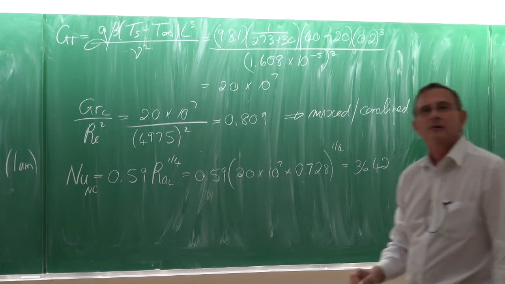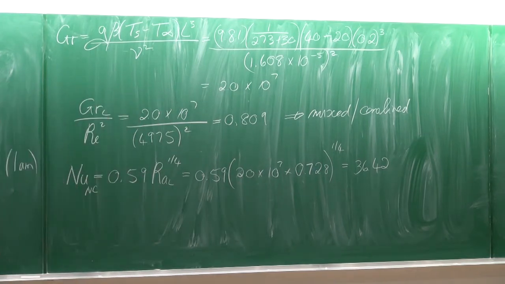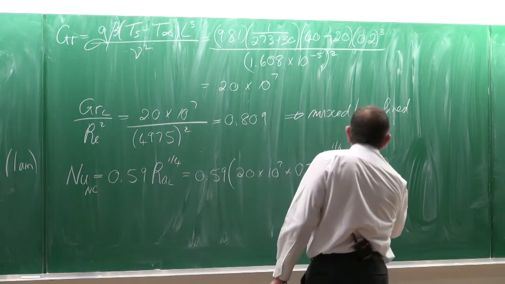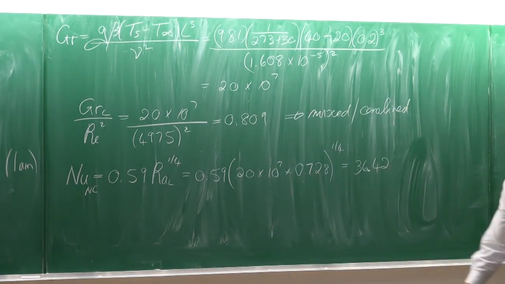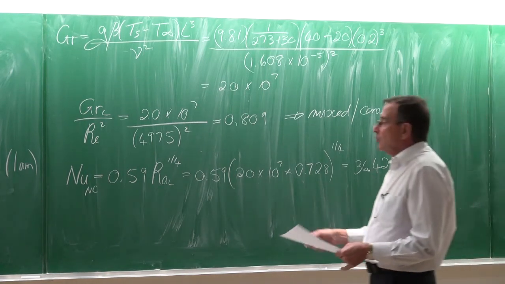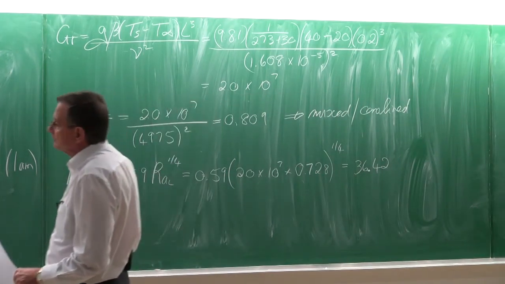Yep. Is it 36.42 or is it 3,640? Sorry, it's 36.42. Okay. Now we have to go and get the forced convection.